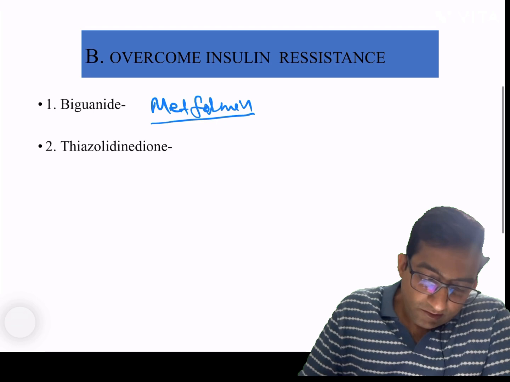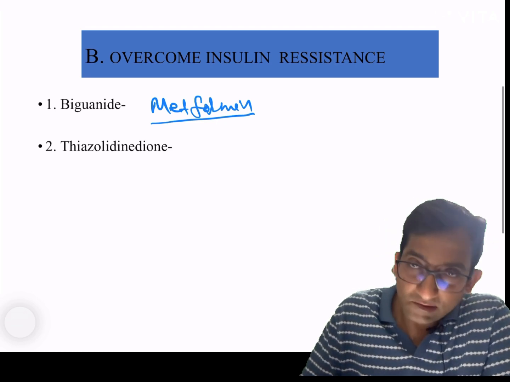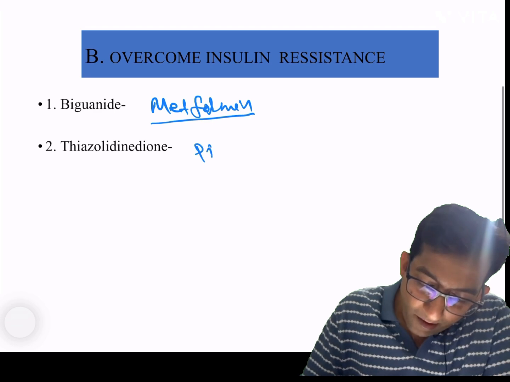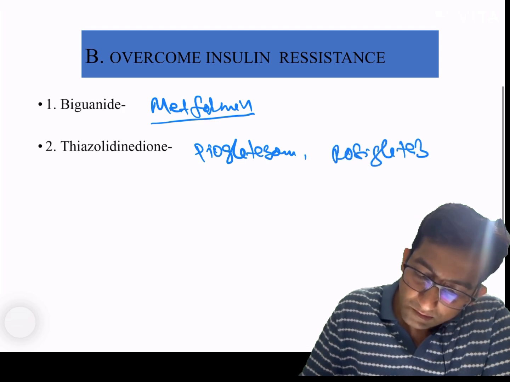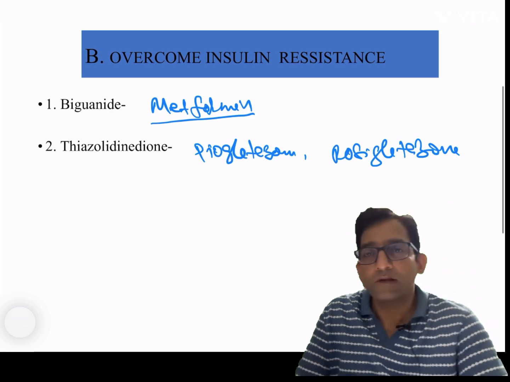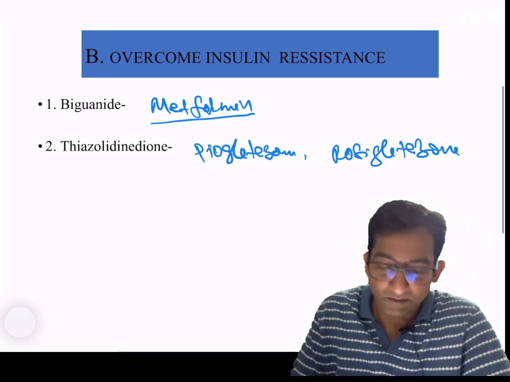Now, the next category is the thiazolidinedione derivatives. These are also examples of insulin sensitizers, like pioglitazone and rosiglitazone. But this category of drugs is not used in patients who have a risk of congestive heart failure because it causes edema.